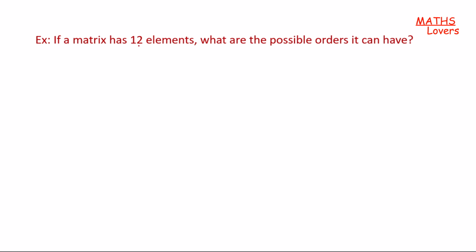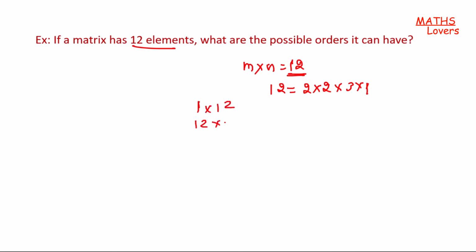If a matrix has 12 elements, what are the possible orders it can have? So 12 elements means m cross n is 12. So what are the possible orders we can have? Let's break the 12. If we break it, we'll get 2 cross 2 cross 3 cross 1. So possible orders are 1 cross 12, 12 cross 1. Here row is 1, column is 12.